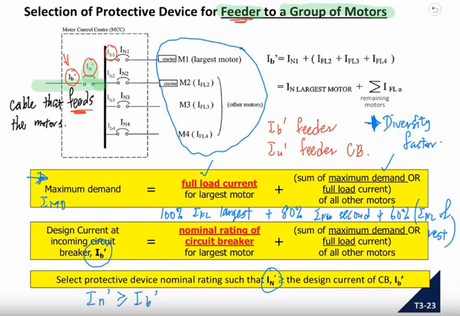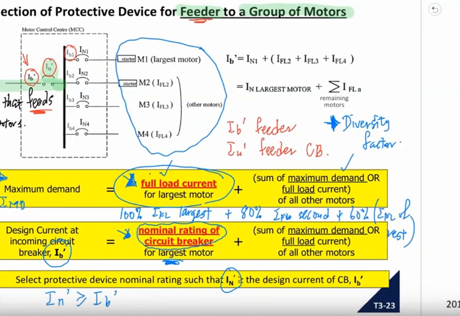And what is our IB prime now? Instead of using the full load current of the largest motor, all we need to do is to swap this expression with the circuit breaker rating. So repeat again, instead of using the full load current, we will swap this expression with the circuit breaker rating size of the largest motor. So keep this in mind while we look at an example.